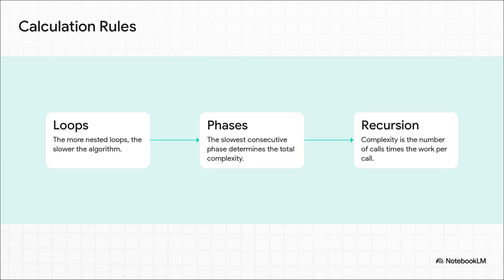Now, here's the good news. Even though code can get really complicated, its time complexity usually boils down to just three main things. We're going to focus on these building blocks: how to handle loops, what to do when you have consecutive chunks of code, which we call phases, and of course, how to deal with recursion.